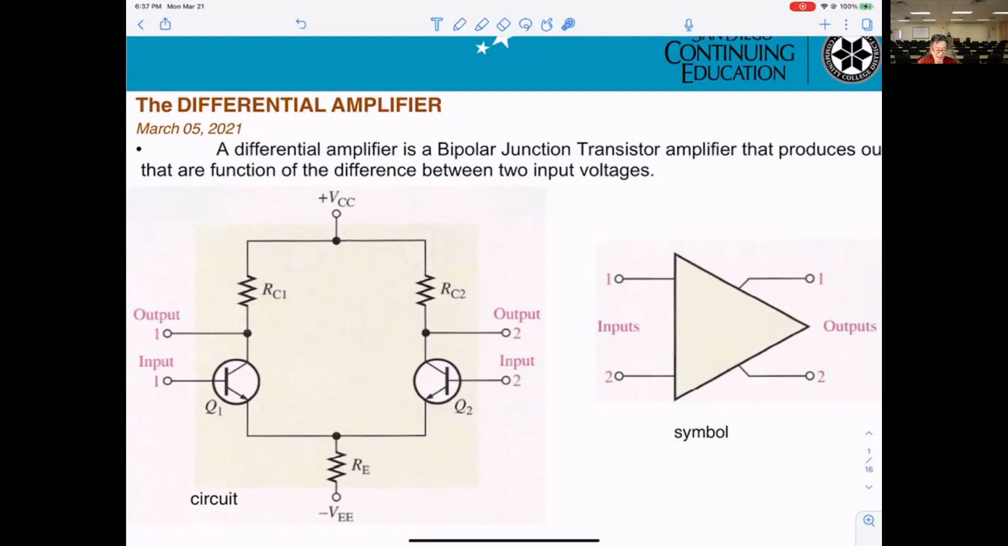Now, looking at the circuitry Q1, I want to know the configuration of this amplifier: common emitter, common collector, or common base? Which one? Common emitter. Okay? If you go back to the common emitter, you understand the input is applied to the base and the output is taken from the collector.